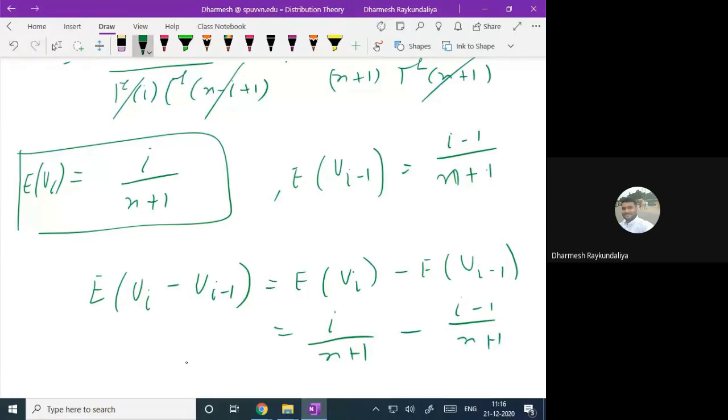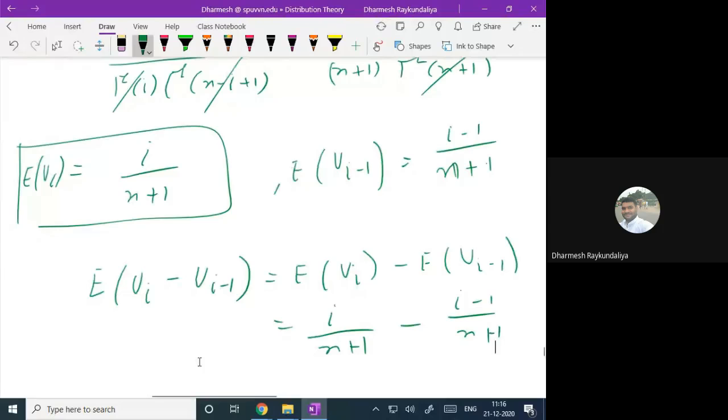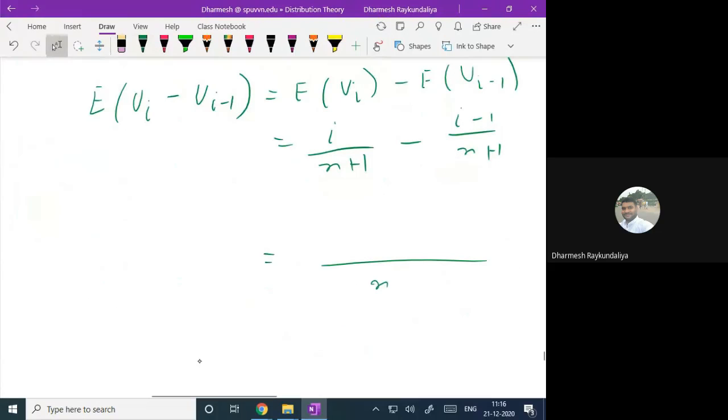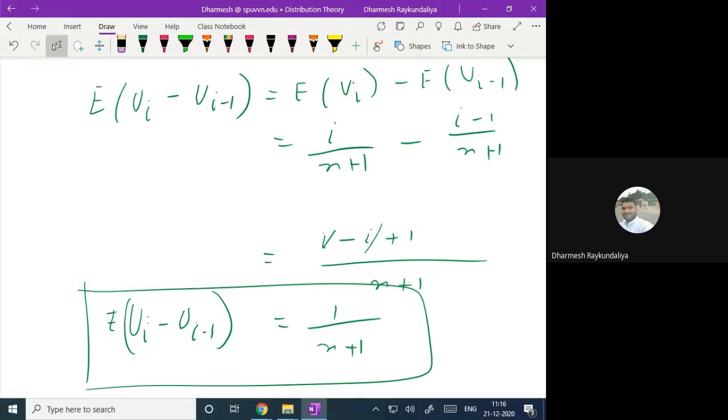And it is nothing but n plus 1 is common. It is i minus i plus 1. This cancels out. The spacing is 1 upon n plus 1. So the expected value of the spacing between the two order statistics is 1 upon n plus 1.